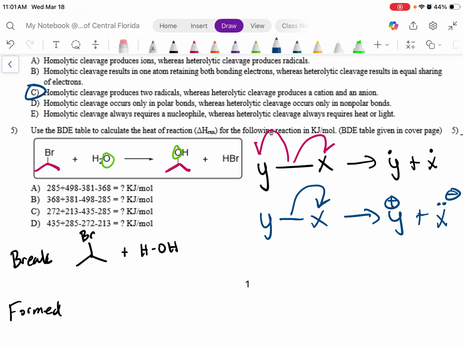So the bonds that are formed would then be the carbon-oxygen bond, this one right here. This carbon-oxygen bond is being formed, and then we are forming a bond between the hydrogen atom and the bromine. That bond right there is being formed. So when we go and look at our tables, we want to find a species that looks like this to figure out the energy associated with breaking that bond.